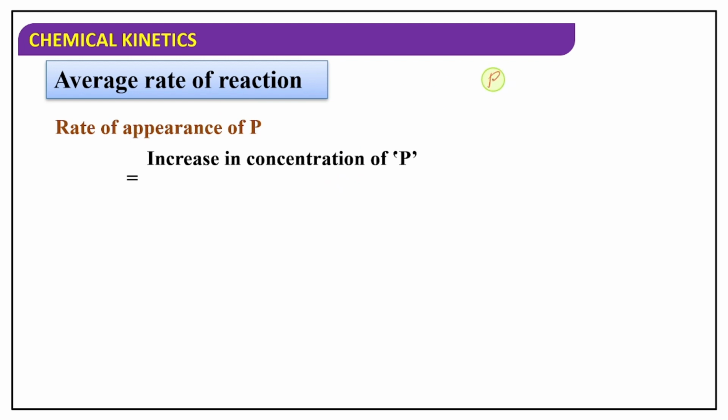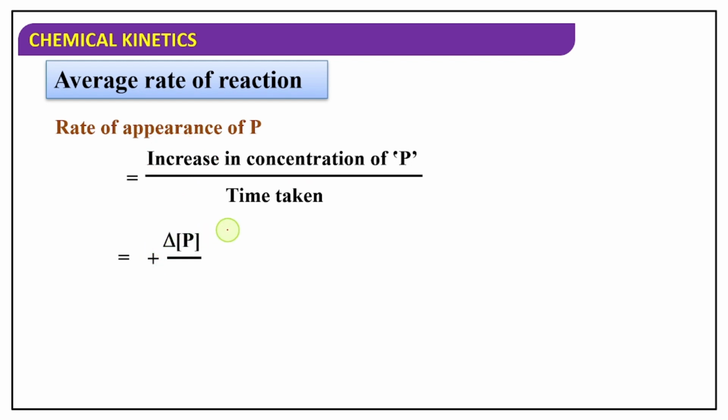As I mentioned before, when the reaction proceeds, the concentration of the reactant keeps on decreasing. At the same time, the concentration of the product keeps on increasing. So that is why we are writing here the increase in the concentration of P. This increase is observed during a certain time interval. For increase, I'm going to use plus, right? So the change in concentration, I'm going to represent as delta P divided by delta t, right?